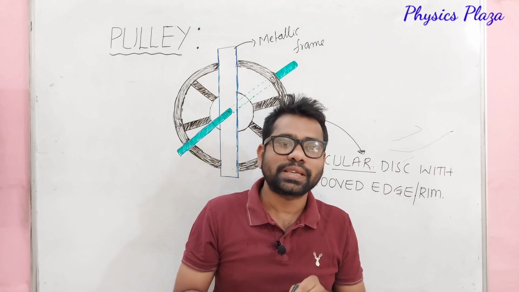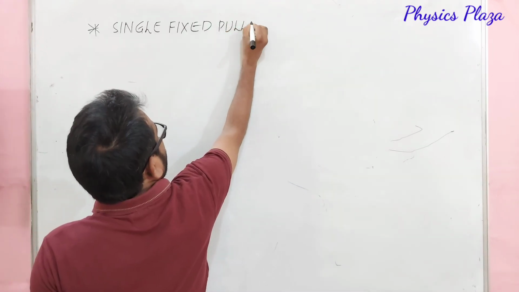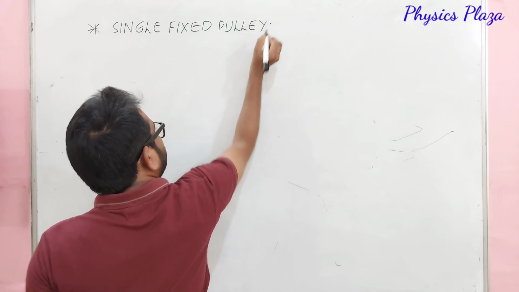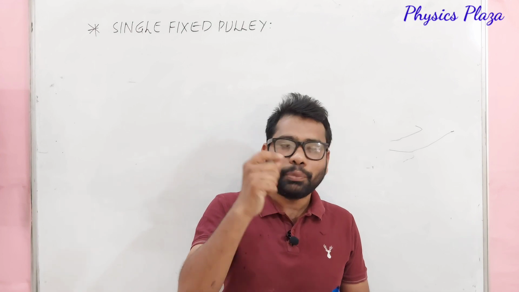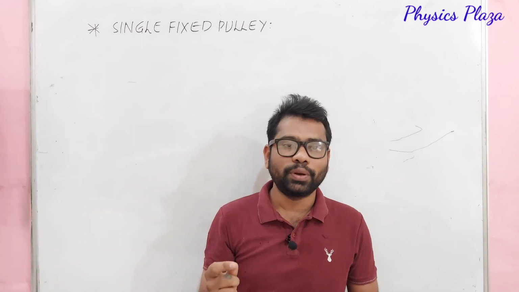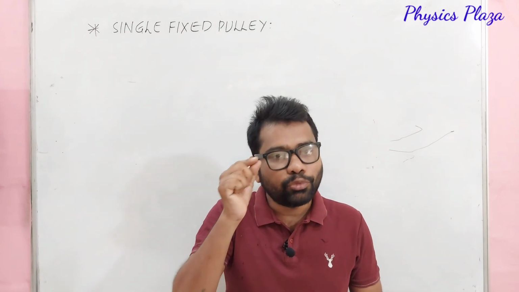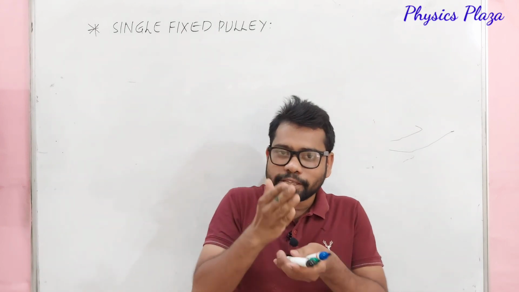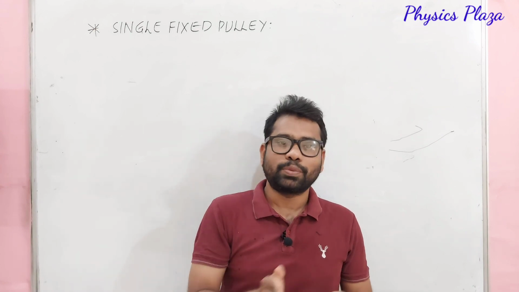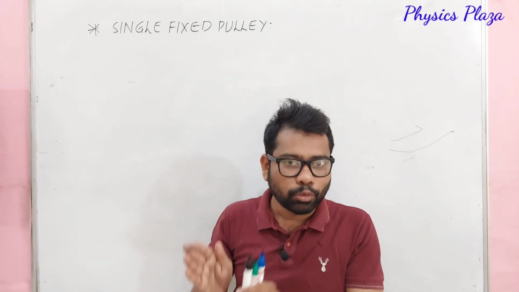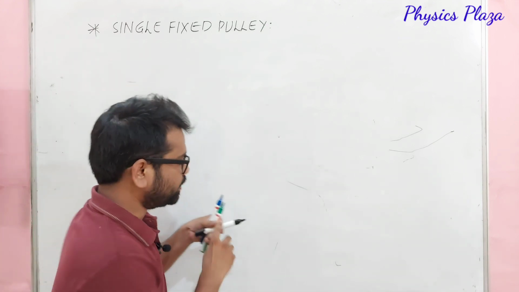First we will be discussing the single fixed pulley. But dear children, on what basis are we classifying pulleys into fixed pulleys and movable pulleys? It is based on whether the axis of rotation is movable or not. So based on whether the axis of rotation is movable or not, pulleys are classified into two groups, single fixed pulleys and single movable pulleys. Now let us see how a single fixed pulley looks.